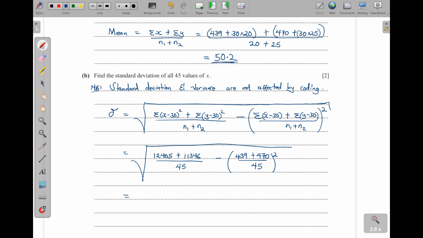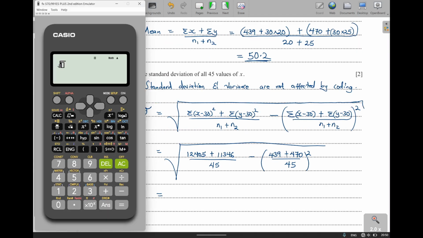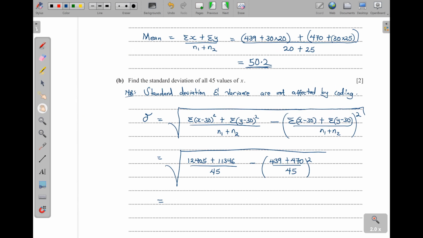So when we put all of this in the calculator, what do we get? We shall have the square root of 12405 plus 11346 divided by 45. Then we shall subtract. I can open the brackets here. Then I put this fraction 439, then plus 470. Then down here I have 45. Then close the brackets and then I square. So altogether we get 10.9 to three significant figures. So we shall write here 10.9 to three significant figures.